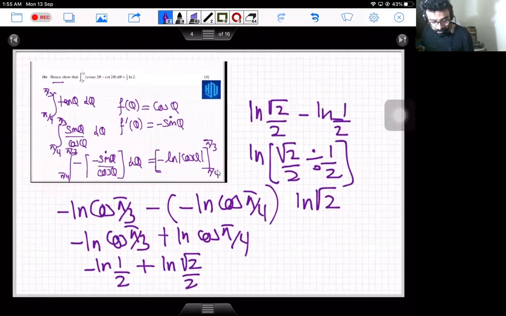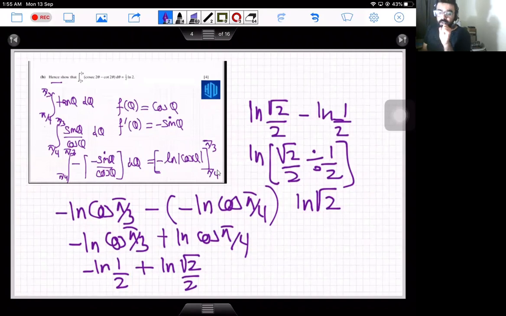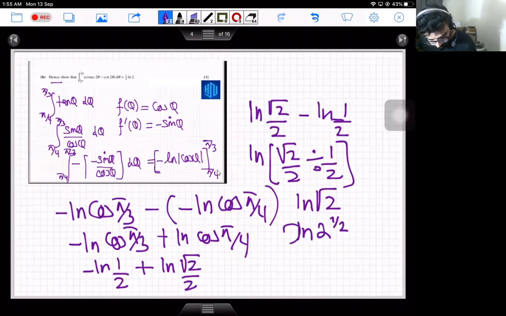Now, since you know the fact that under root 2 can be expressed as 2 raised to the power half, now you can actually apply the power law. This power can be multiplied over here as a constant term. So therefore, you have finally achieved your answer, which is half ln 2.